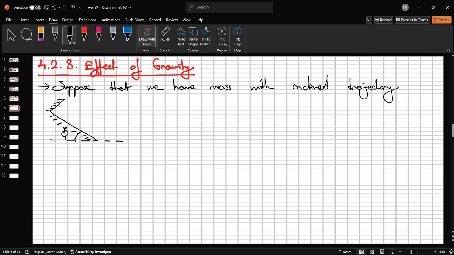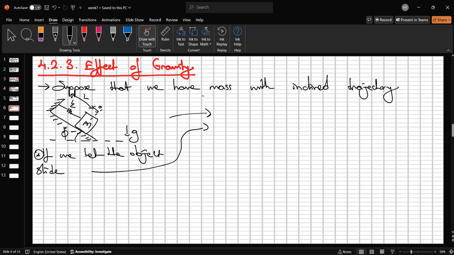So if we have any spring factor in here, m and k, and we have the free length L, and the center of gravity, and also we have the g in here, okay, with the inclined trajectory. And so if we let the object slide, then we have this shape in here.